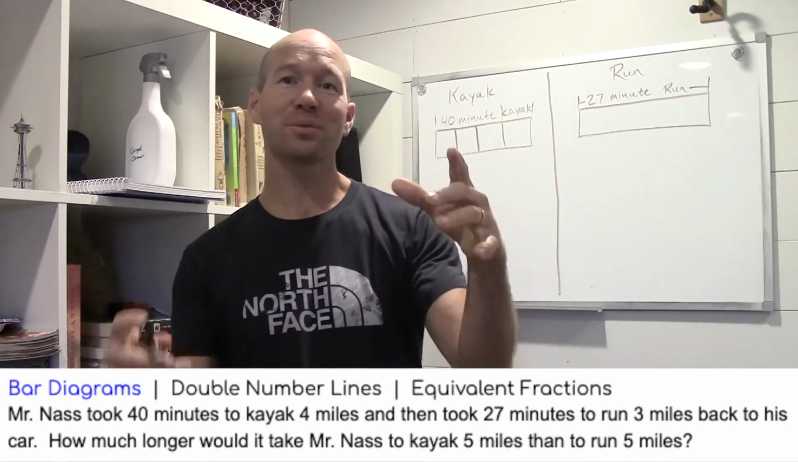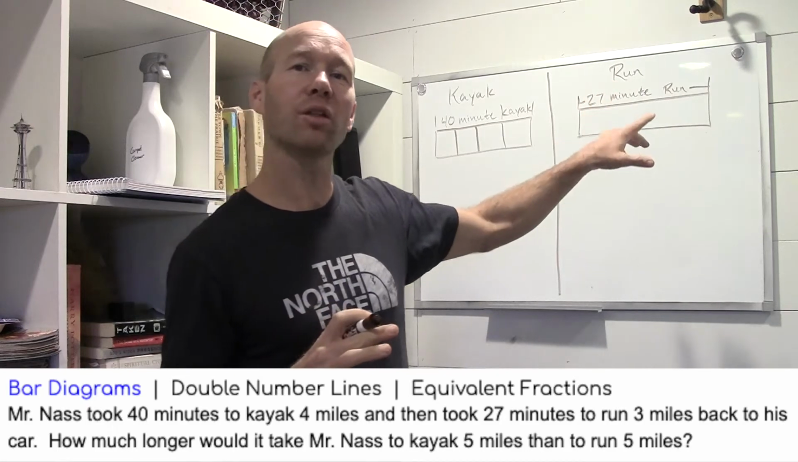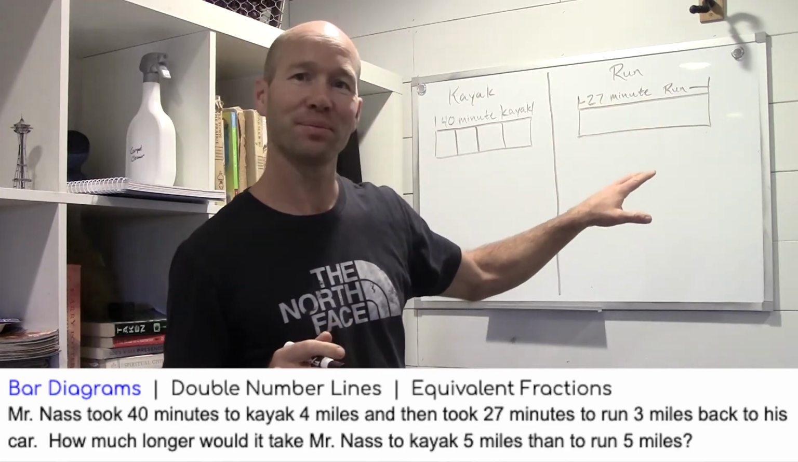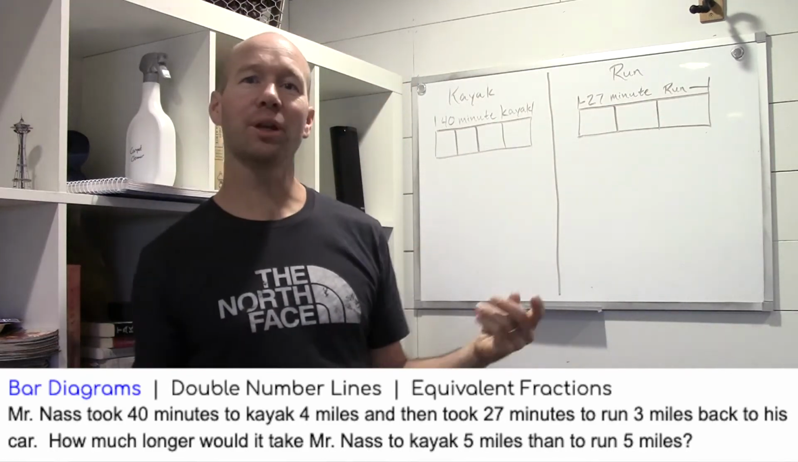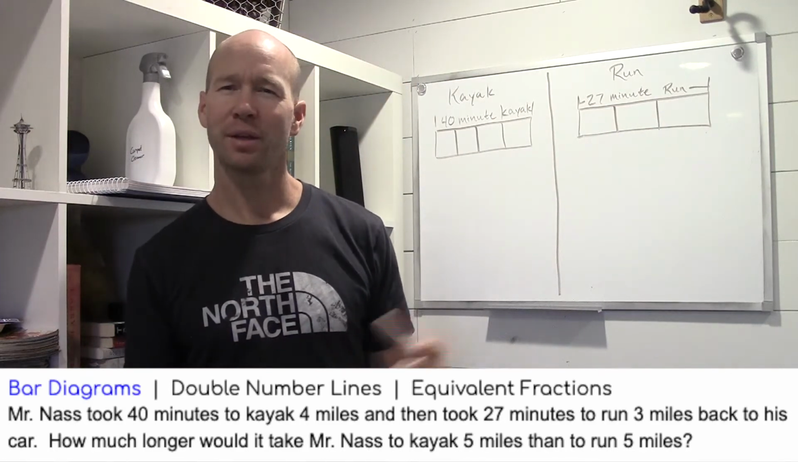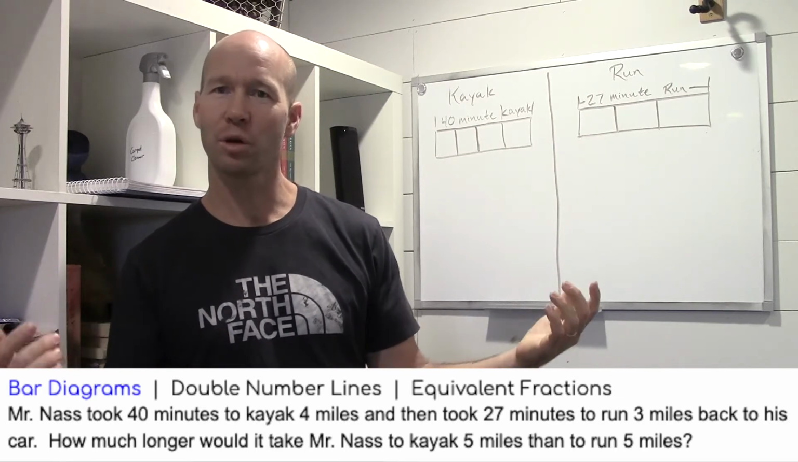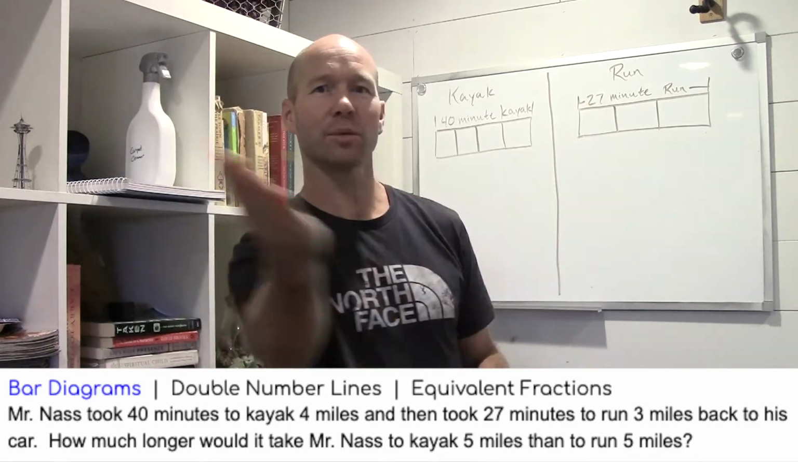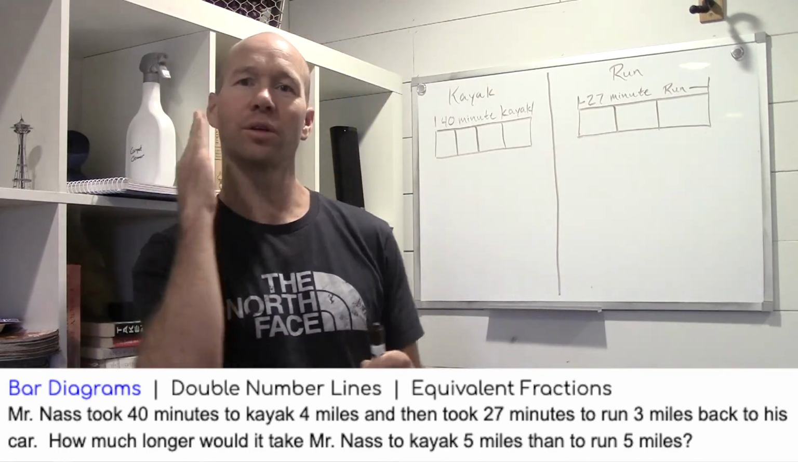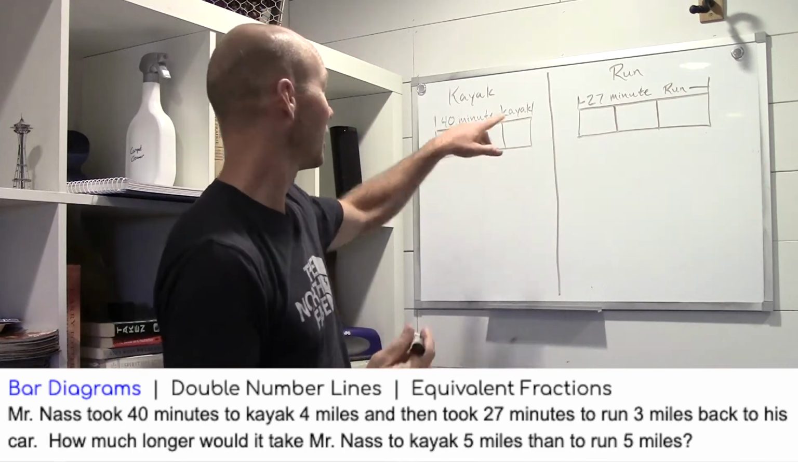Why 4 pieces? Because I went 4 miles down the Titan River. How much are we going to break the run bar into? Yeah, 3 pieces. Because I ran 3 miles back to the car. Now why would I run less distance than I kayaked if I'm going back to the same place? That's right, the river kind of moves around in a serpentine fashion and the road goes a little bit more straight. So the run was a little less distance than the kayak.